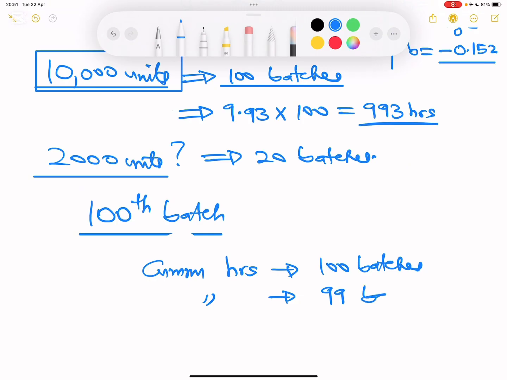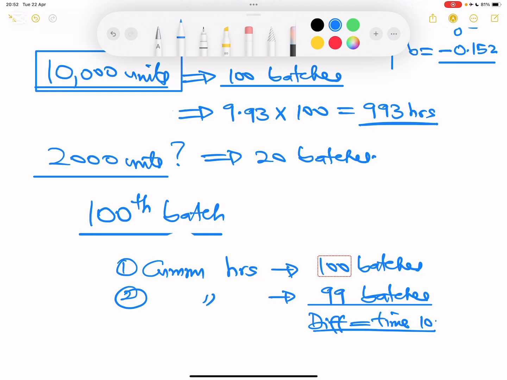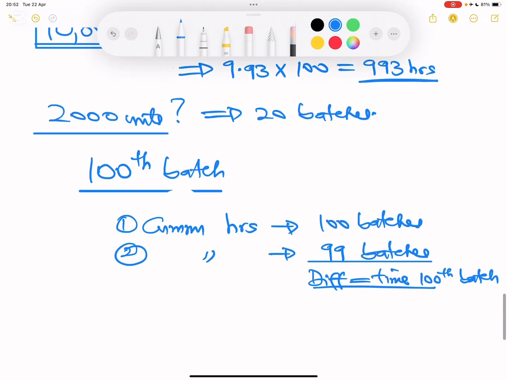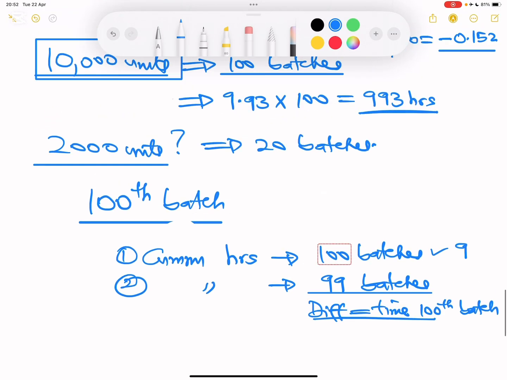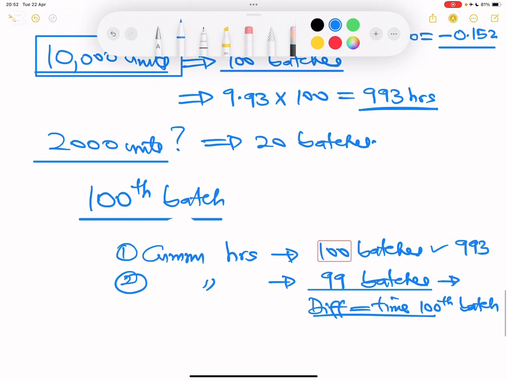99 batches. So when we know these two, the cumulative hours to produce 100 batches and the cumulative hours to produce 99 batches, the difference between the two definitely is the time to produce the 100th batch. That is the same concept that we're going to apply. The total hours for 100 batches, we already know, is 993. So we need to get the same thing for the 99 batches.